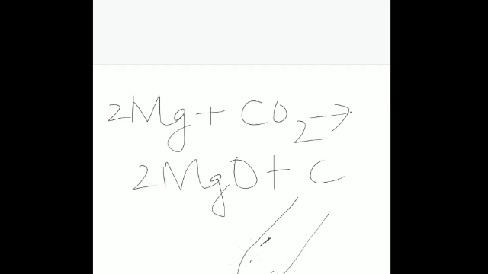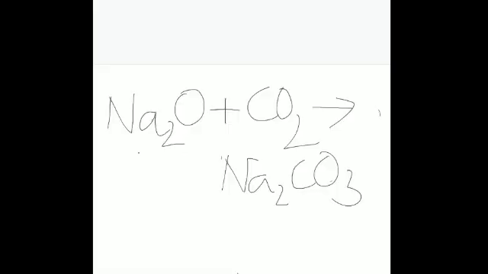Similarly, the reaction with non-metals: you can take carbon dioxide plus carbon. Carbon is a non-metal; carbon dioxide and carbon will result in the formation of carbon monoxide. Is it clear? So carbon dioxide reacts with a non-metal like red hot coke, a form of carbon, to form carbon monoxide gas. It is highly poisonous.